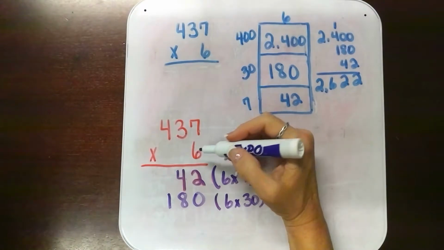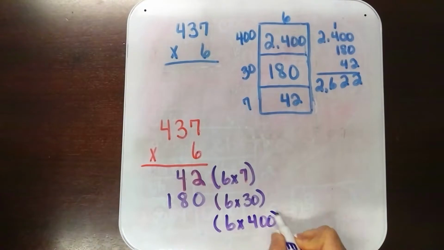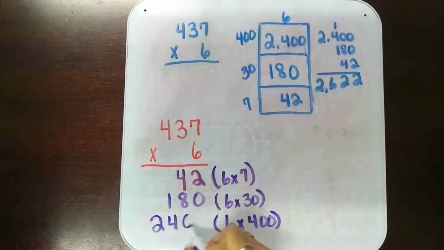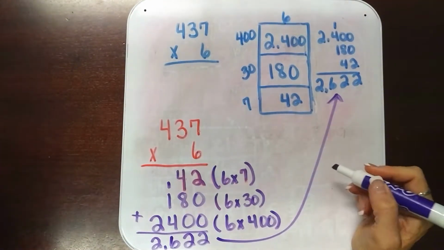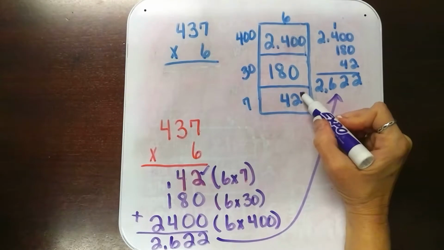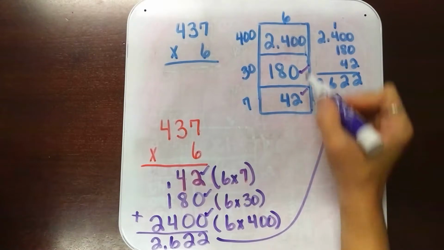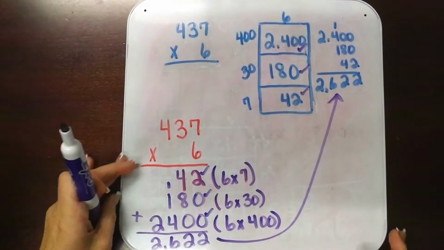Okay. Then we're going to go to our last one, 6 times 400, which once again they've already done here. So 6 times 400 is 2,400. Then they're going to add it all up to 2,622. So I should get 2,622, and they should see that this 42 matches the partial product 42, 180 matches the partial product 180, and 2,400 matches the partial product 2,400. Okay.